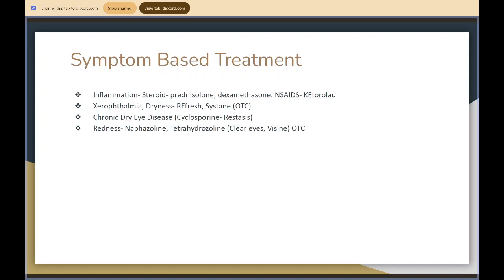For redness, you can use naphazoline or tetrahydrozoline, and these are known as Clear Eyes and Visine, which are also over the counter. You may have seen a commercial or an ad where it says Clear Eyes, and that helps you remember. And just know with the over the counter, you should also counsel the patient, like, hey, if it doesn't get better in a certain number of days, whether it's 3 days or 5 days, make sure you go get that checked out.